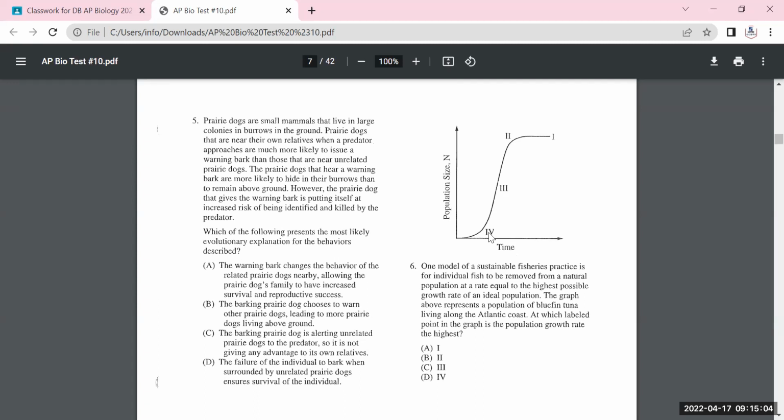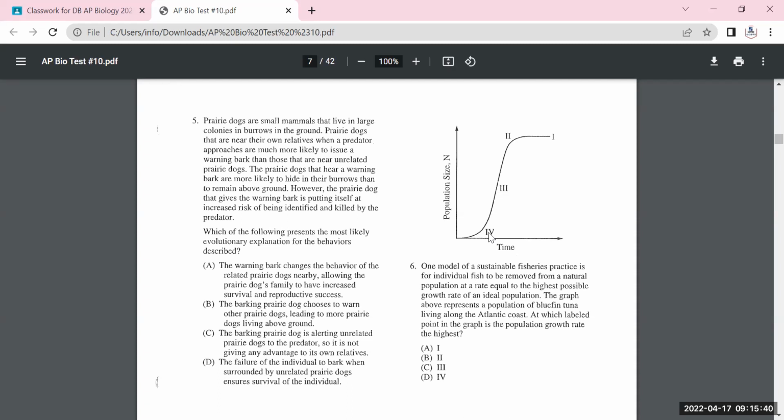Prairie dogs are small animals that live in large colonies in burrows in the ground. Prairie dogs that are near their own relatives when a predator approaches are much more likely to issue a warning bark than those that are near unrelated prairie dogs. The prairie dogs that hear a warning bark are more likely to hide in their burrows than to remain above ground. However, the prairie dog that gives the warning bark is putting itself at increased risk of being identified and killed by the predator. Which of the following presents the most likely evolutionary explanation for the behaviors described?